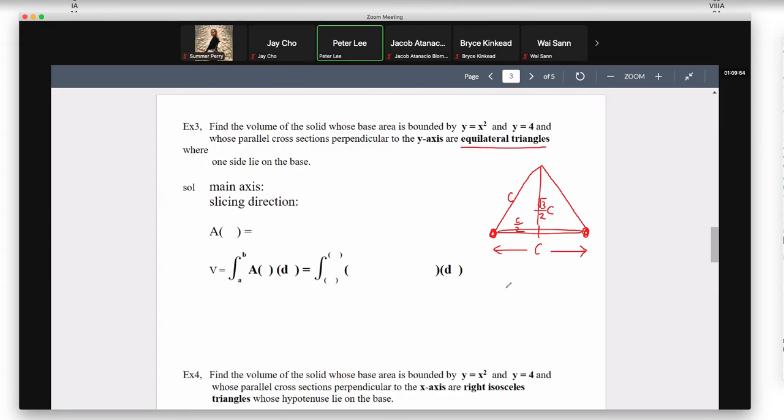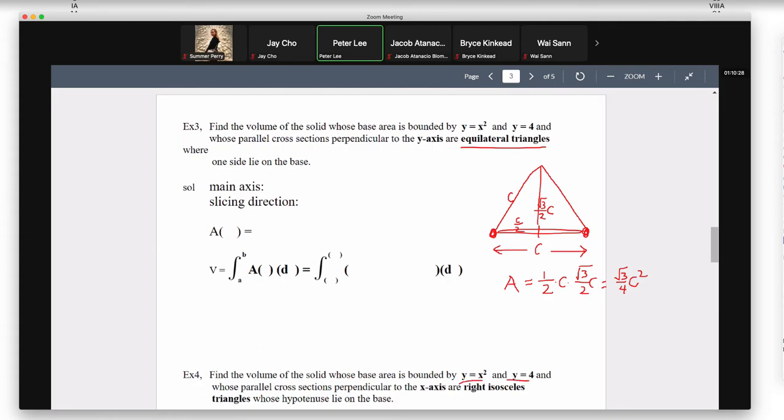So what is the area of this guy? The area is equal to half times base, the C, times height, square root of 3 over 2, C. Therefore, this is equal to square root of 3 over 4 times C squared. Here I just reviewed the area of an equilateral triangle. So that's the only difference here. Whatever the C is, the area will be this guy right here. That's it.